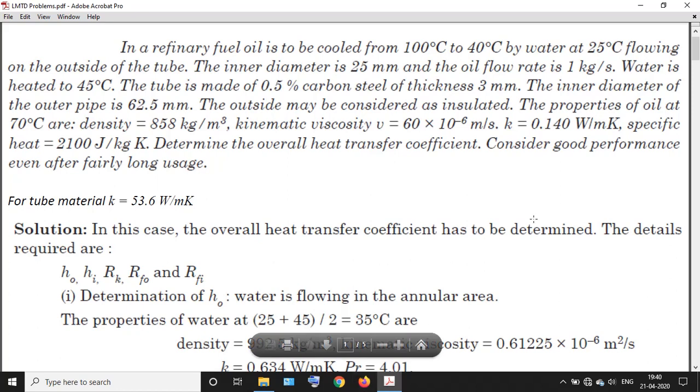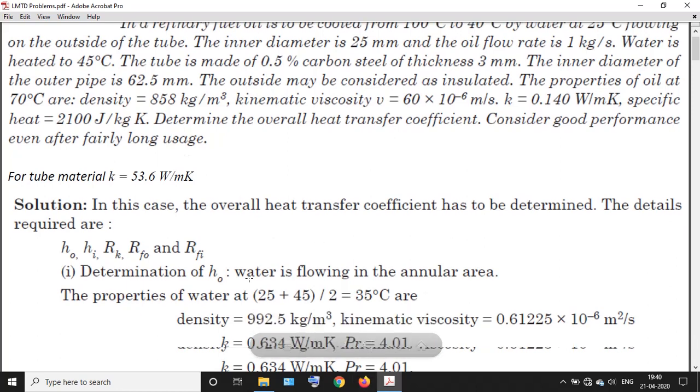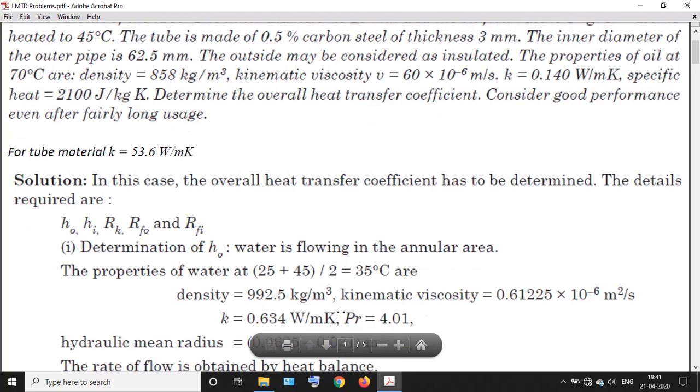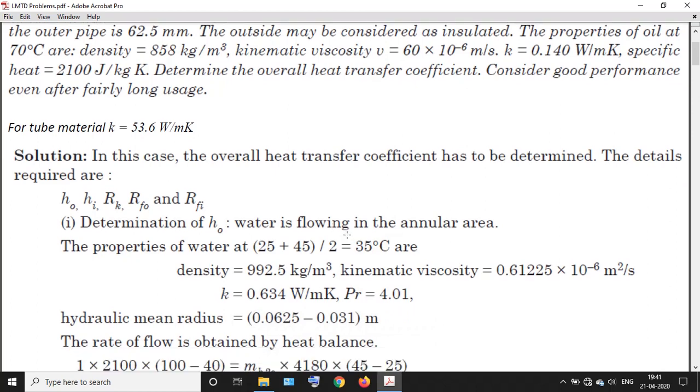So we need to find out the properties of water. So they have given water, it was initially at 25 degrees centigrade, it changed temperature to 45 degrees centigrade. So our film temperature will be 25 plus 45 by 2, which is equal to 35 degrees centigrade. Okay, now we are going to find the properties of density, kinematic viscosity and conductivity from the data book corresponding to water at 35 degrees centigrade. We had already discussed in our convection chapter.